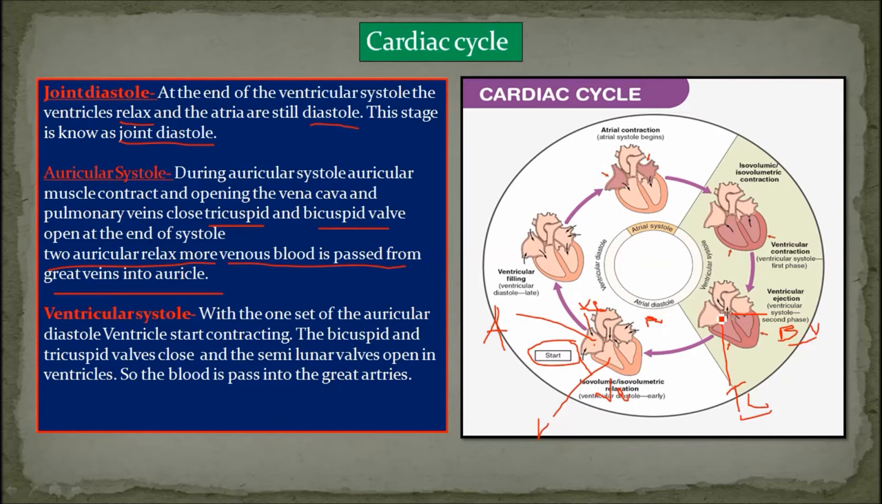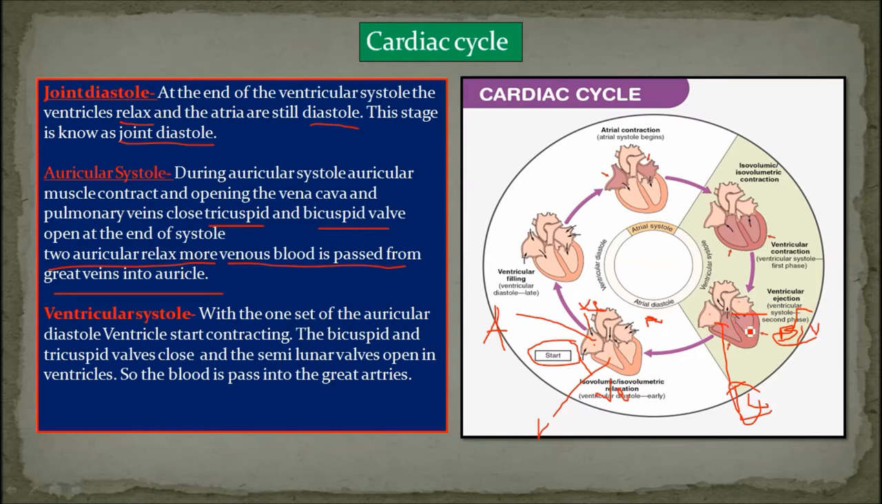When they start the diastole, the tricuspid and the bicuspid valves open. Until it is filled up they are closed, and when they are completely filled, then they open. That is the diastole time. That means in auricular systole they fill up with blood, and in auricular diastole they complete filling. Then the bicuspid and tricuspid valves open, and the blood comes out into the ventricles. The impure, deoxygenated blood from the right auricle comes into the right ventricle, and from the left auricle the pure blood comes into the left ventricle.